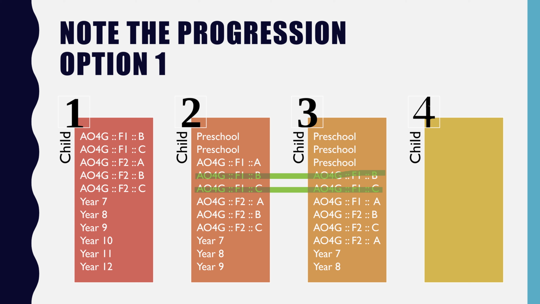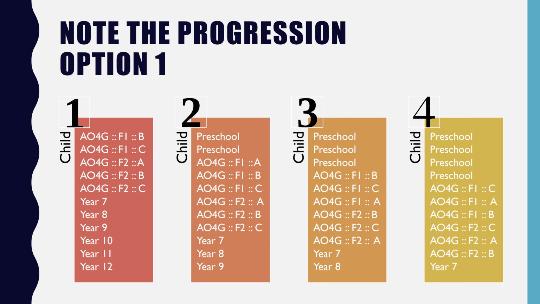Okay, so, but child number 3 is going to do AO for groups, Form 1, BCA, Form 2, BCA, and then go into Year 7. Child number 4 has her own order. So here is where they're all combined together, right? And then that happens again here. They're all combined together, right? But child number 3 is going to do CAB and then Form 2, CAB.